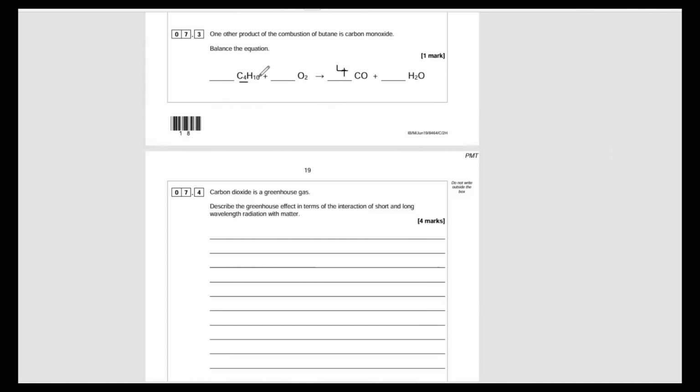How many hydrogens are here? 10. So I've got H2. What do I need to multiply that by to make 10? I'm going to put a 5 there. Beautiful. Now I'm going to add up how many individual oxygens are here and here and combine them on this side of the arrow. So I've got 4 oxygens and I've got 5 oxygens. That's 9 oxygens.